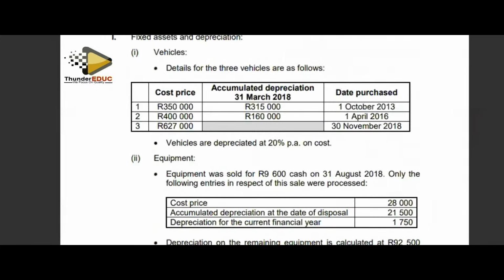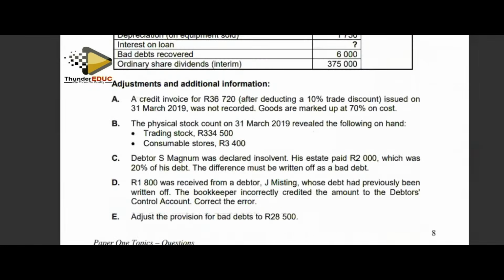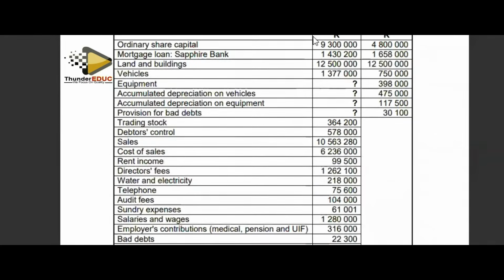So the additional information is too much, from A up to L. Okay. So what we need to do here, look, we are given figures for 2018 and 2019. But remember, we are required to prepare the statement of profit or loss for the year ending 2018. Now, this information is given to you, as you see it here, but you need to know which information I need to prepare the income statement.